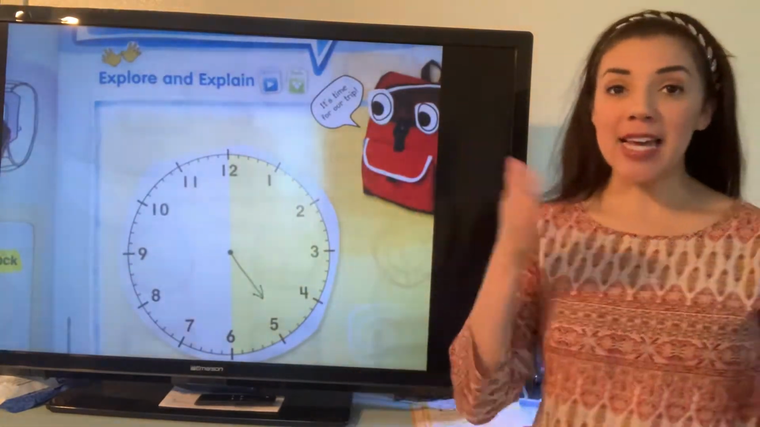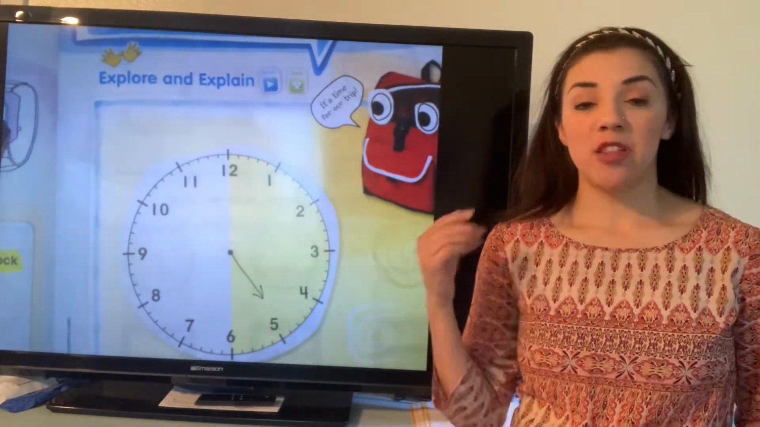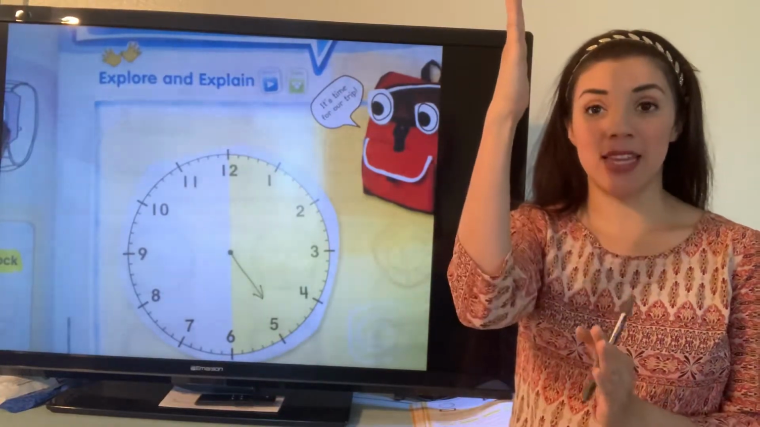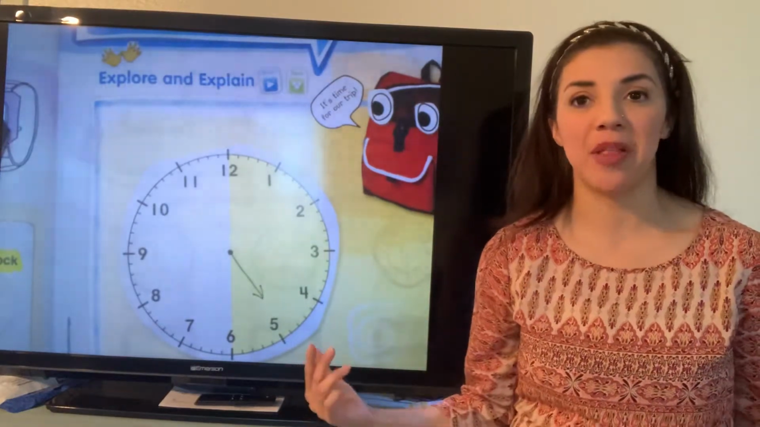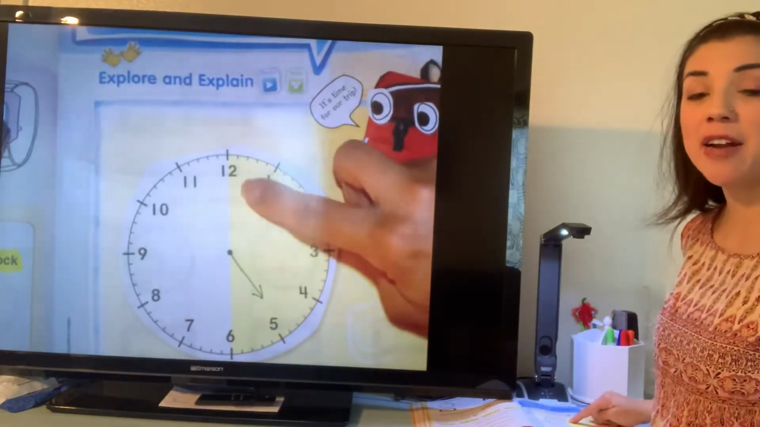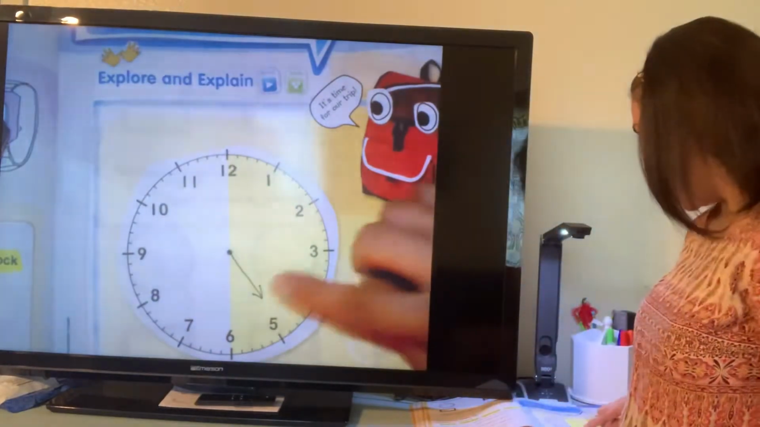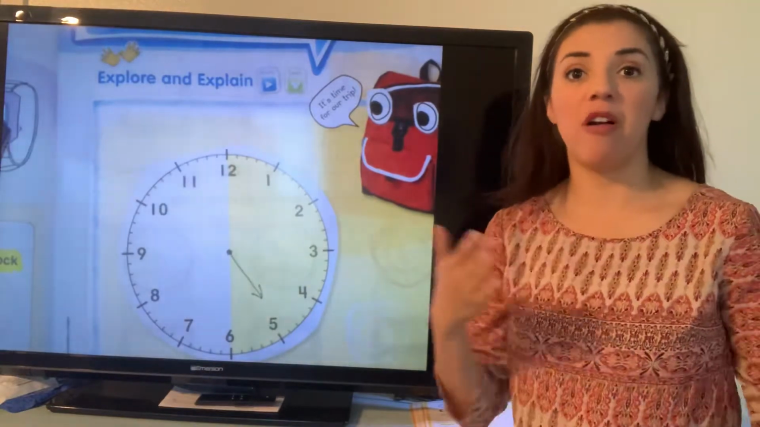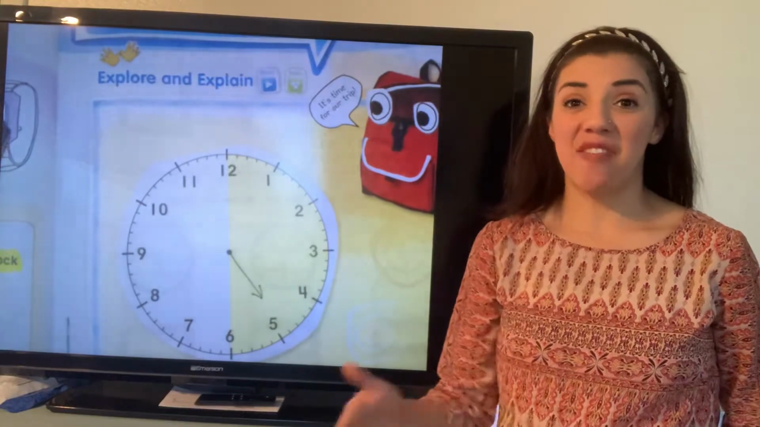Okay. Now, in the last lesson, you guys learned that when you're telling time, when the short hand is on a number and the long minute hand is on the 12, that means it is that time o'clock. So for example, if I drew the minute hand here on the 12, it would be 5 o'clock, right? So if the hour hand was on the 4 and the minute hand was on the 12, it would be 4 o'clock.